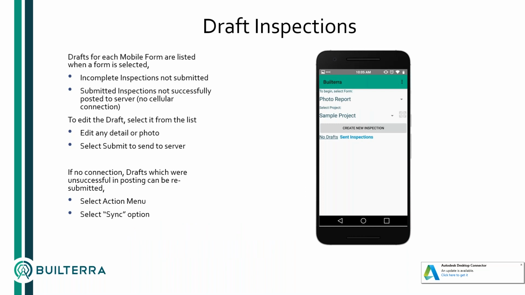The draft inspections, like we were talking about, means that if it wasn't sent, it will show up here. You'll see a list of draft inspections, if there are any. You can select any one of those, edit any of the details, and then resubmit. If you select the sync option, it will submit them all over Wi-Fi. So you can do all these inspections and not submit over your data plan. Then when you get to a Wi-Fi, you can connect and submit. So lots of ways to work offline.